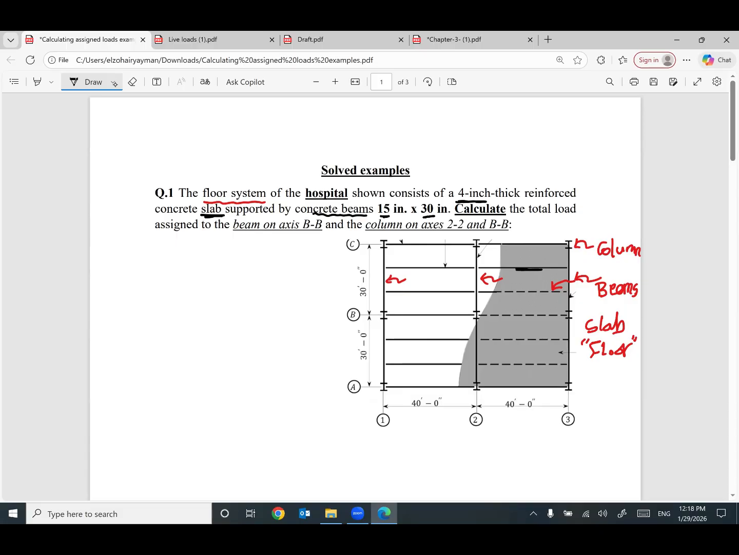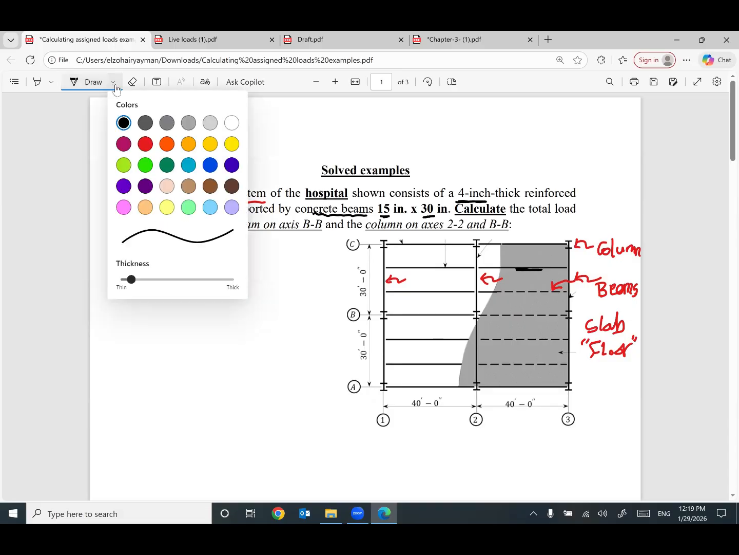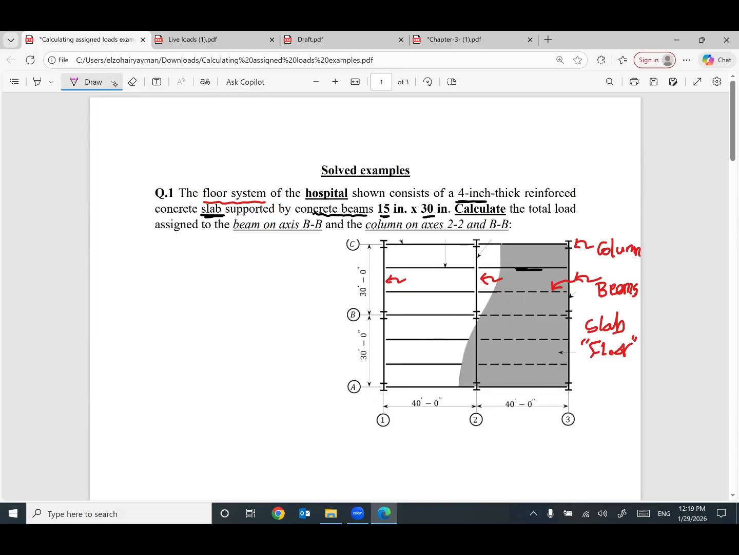We need to figure out the total load assigned to the beam on axis BB. So looks like we do have an axis called BB. Remember, we have circles here. One of the circles is labeled with B, so looks like we have another circle on the other side with the same label B. So on this axis, we have a beam, this beam. This is the meaning of the beam on axis BB.